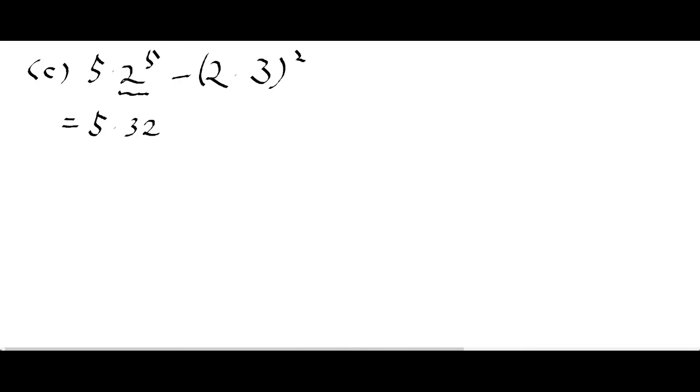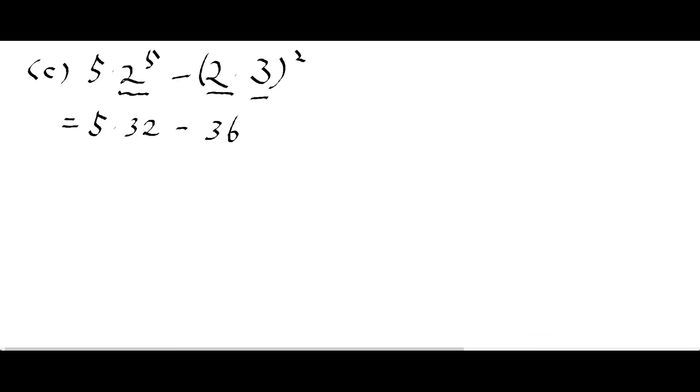Okay, we're going to touch C. It is 5 times 2 to the 5th power minus parentheses 2 times 3 parentheses to the 2 power. This time you can first touch the 2 to the 5th power. What is it? I said you just memorize it: 32. And then 2 times 3 is 6, squared is 36, right?